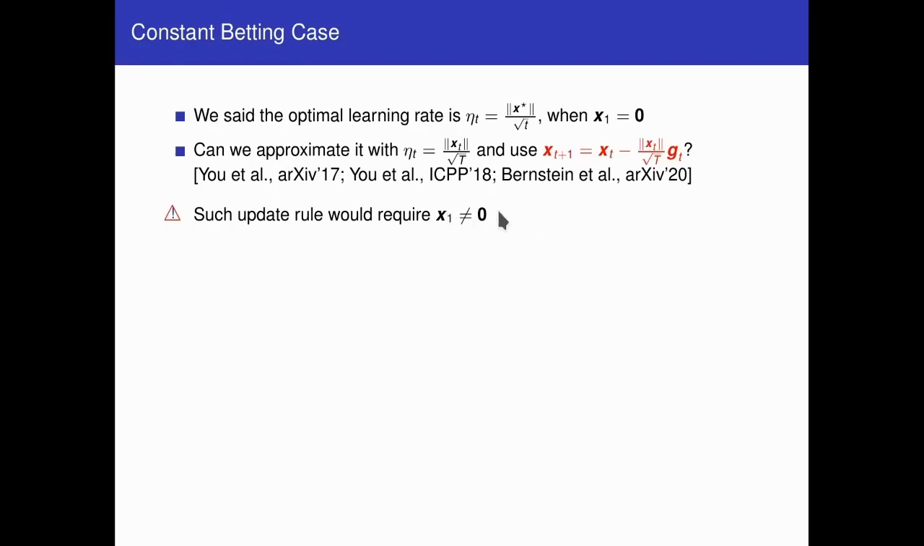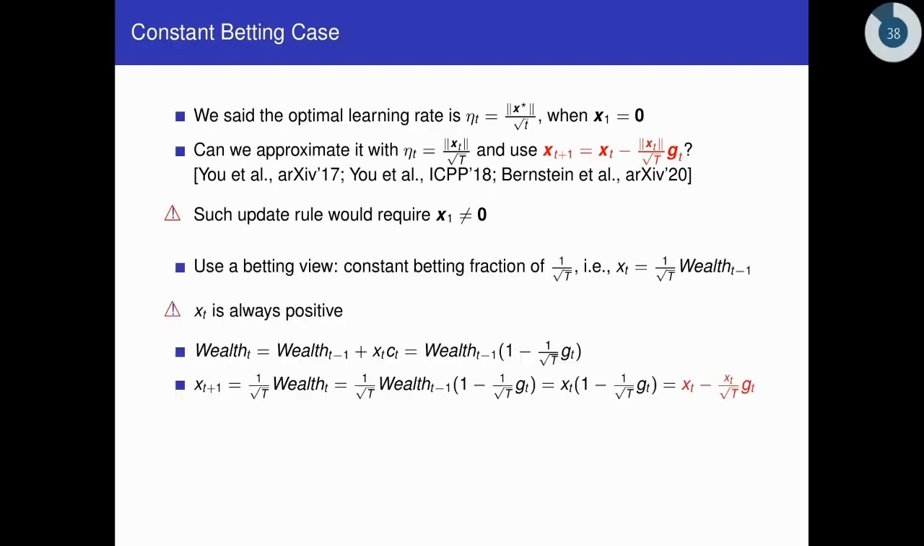Now, it's clear that this cannot really be the right update, because if you start from 0, you don't move from 0. But still, it might be good enough that it might be worth analyzing it. And plus, it seems to work pretty well in practice. So if you try to analyze this thing from an optimization point of view, it might be really difficult. Let's try to use a coin betting point of view.